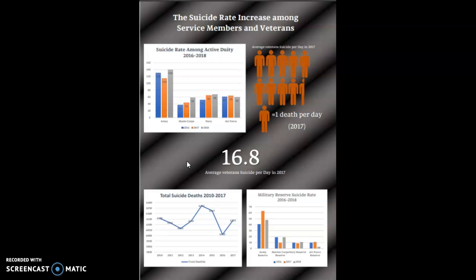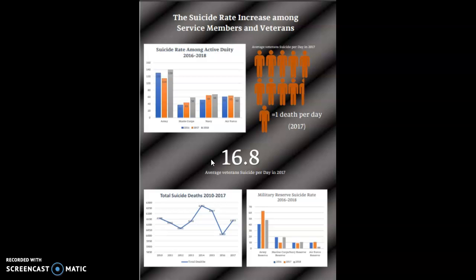The first design choice I decided to focus on was the visual hierarchy of my system. This is shown by how the viewer's attention is directly drawn to the 16.8 value right here in the middle. This dictates the primary focus of this paper, which is that 16.8 veterans on average died every day back in 2017.